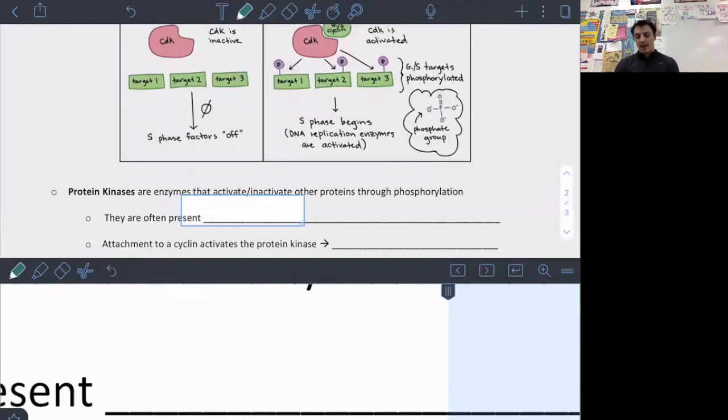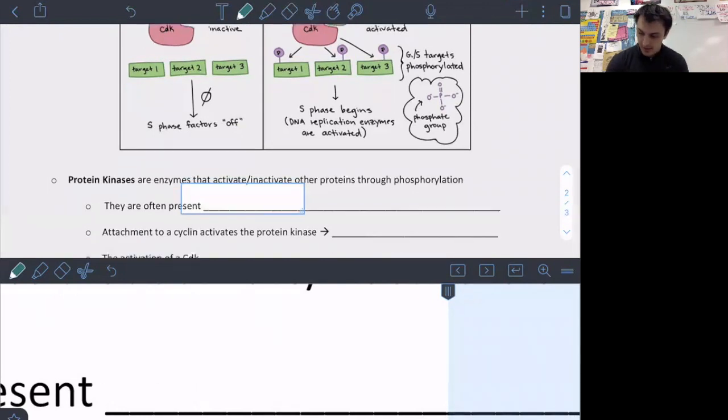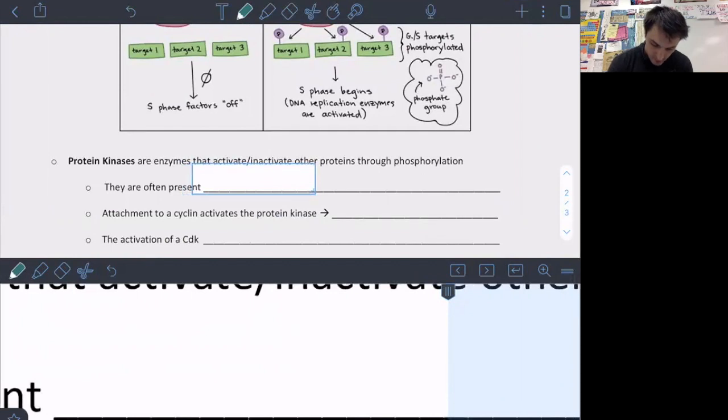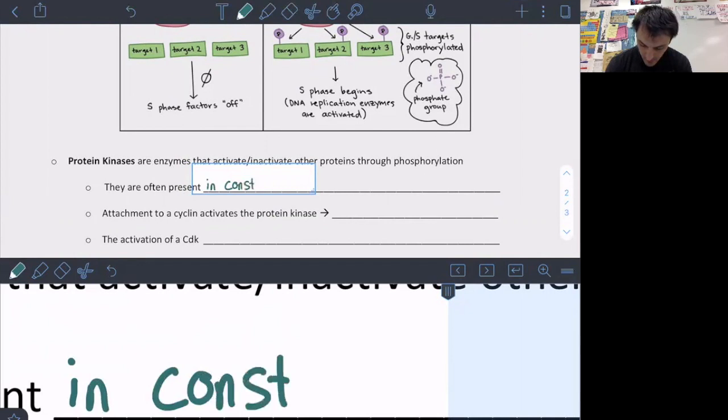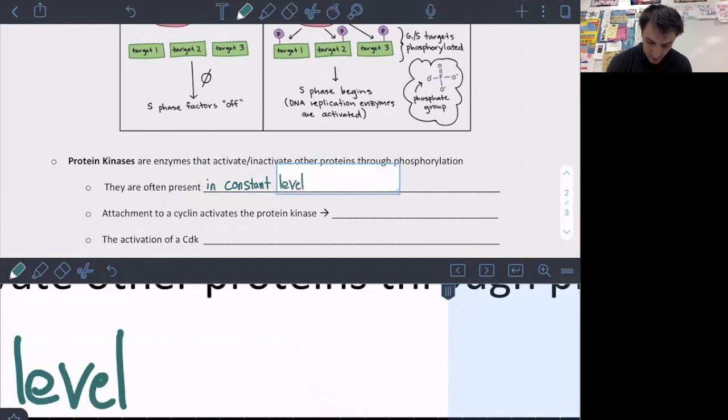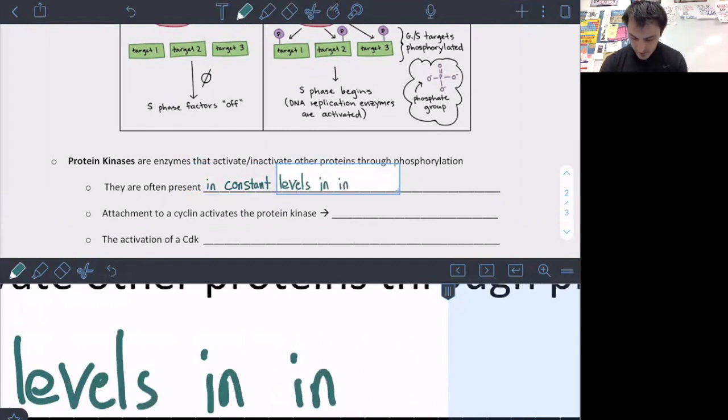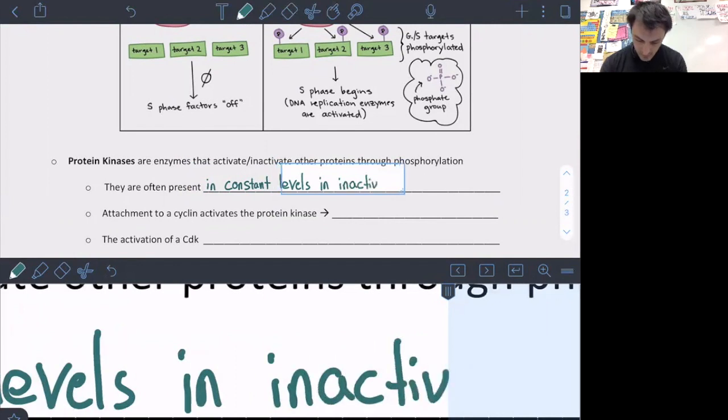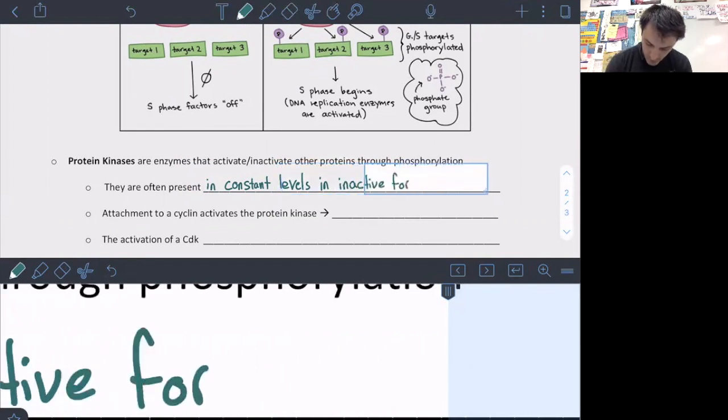Protein kinases are enzymes that activate or inactivate other proteins through phosphorylation. They are often present in constant levels, and in an active form. So they're there, they're just not doing their job because they haven't been told to by these cyclins.